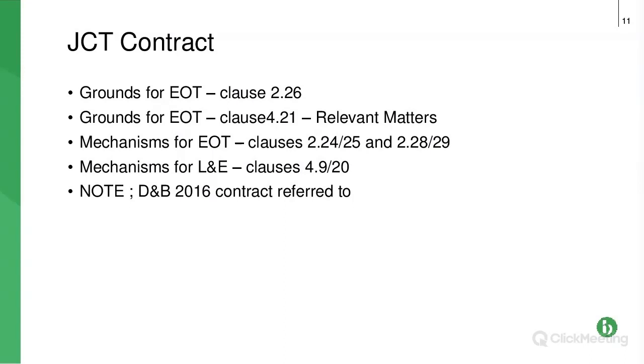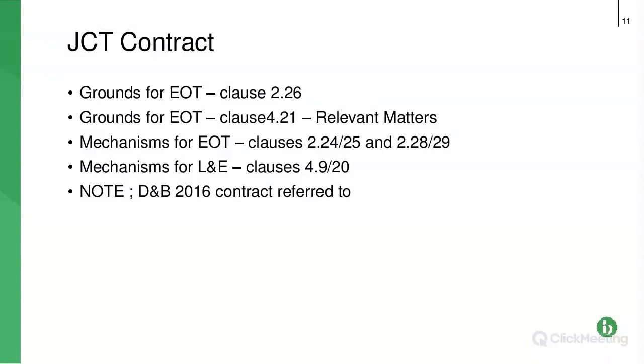So just a quick look at these notices. It's tedious. I find it tedious, and it's my life, I suppose, as a lawyer, to an extent. But JCT, let's run through this really quickly. The grounds for an extension of time are dealt with in the design and build, but the other contracts are very similar, at clause 2.26. They're called relevant events. You'll probably be familiar with them.